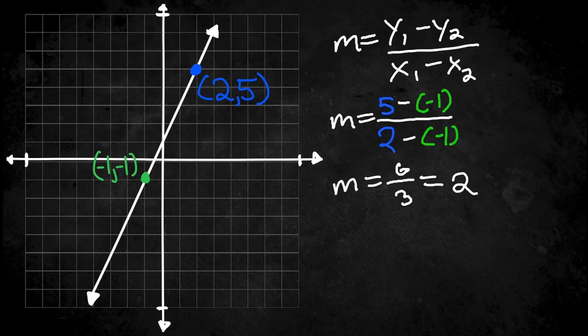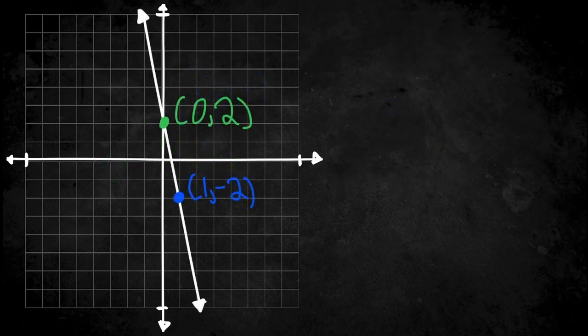And we know that the y-intercept is right here, since that's where it goes through the y-axis, and since this goes by ones, we know that it is (0, 1). So now we can write the equation. So we have y equals 2x plus 1.